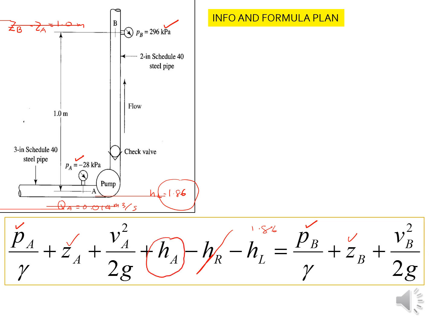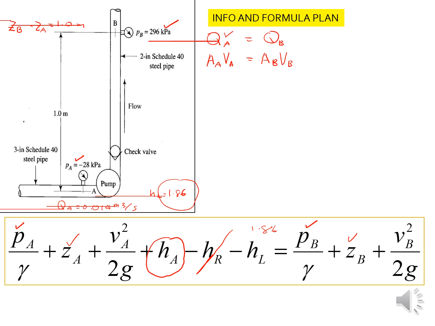What about VA and VB? For VA and VB, we can calculate them based on the continuity equation. From the continuity equation, we assume that the flow rate won't change, which means QA will be equal to QB. QA is the area at A times VA, and the same goes for QB, which is the area at B times VB. So we do have the QA.